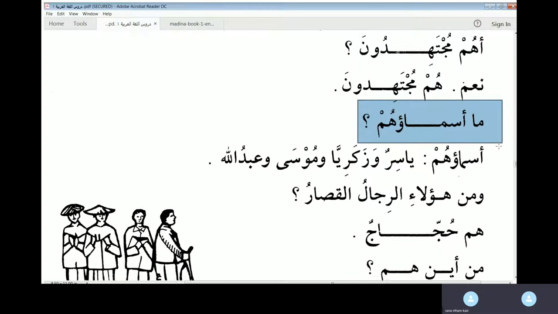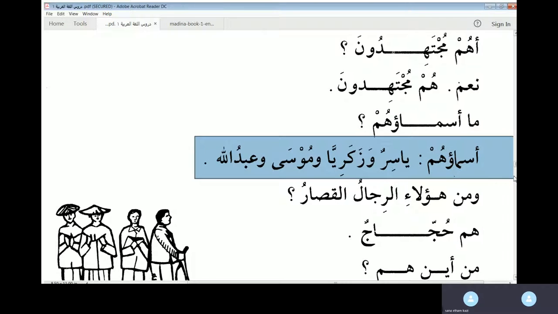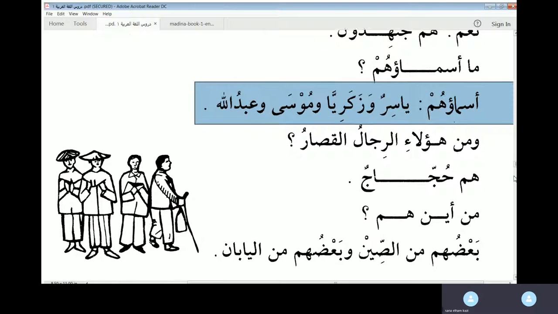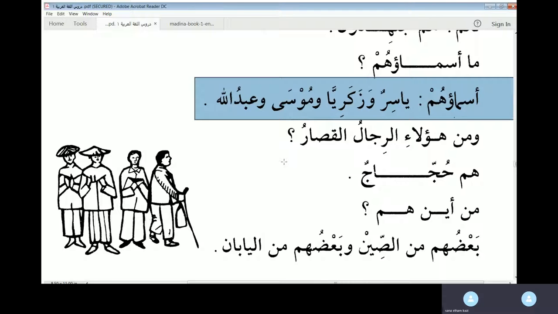Ma asma'uhum? It will be better if you read it separately. Ma asma'uhum? Asma'uhum Yasirun wa Zakariya wa Musa wa Abdullah. Their names are Yasir, Zakaria, Musa, and Abdullah.